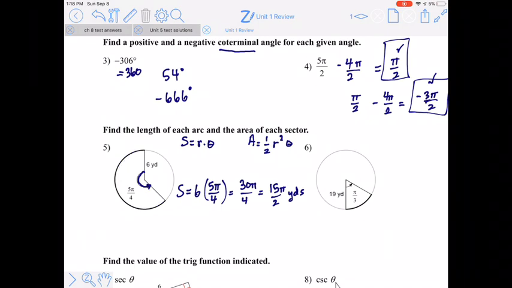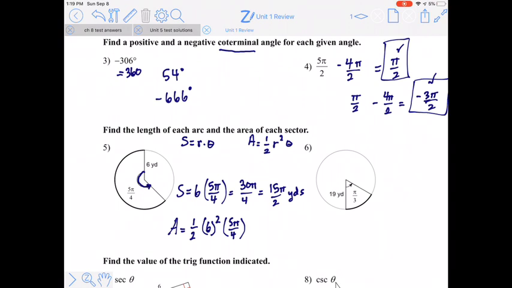Now the area of the sector would be the area of this piece of that circle. That would be that sector. The formula is one half times the radius squared times the angle.